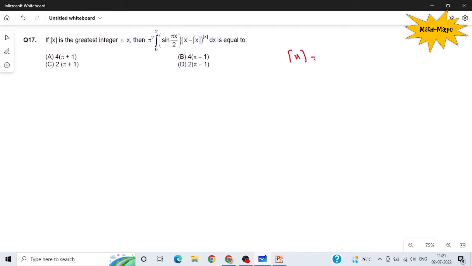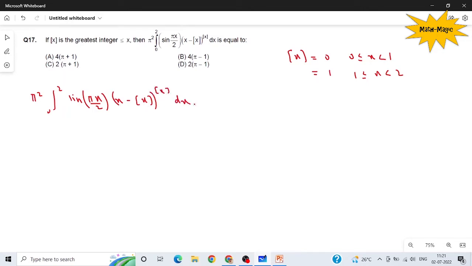we know that [x] is 0 for 0 ≤ x < 1, and 1 for 1 ≤ x < 2. Okay, so now let's start with our integral. We have π² ∫ from 0 to 2 of sin(πx/2)(x − [x])^[x] dx. Now let's calculate the value of this integral.